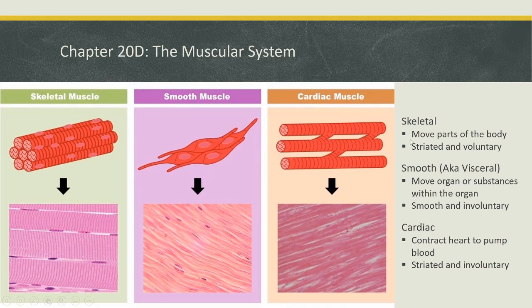Then smooth muscles are also called visceral muscles, visceral being of or related to the organs or the inside of the body. They move organs or substances within the body, and they are smooth and involuntary. Smooth, so they don't have the same kind of striations, and involuntary. We do not consciously control them. And then cardiac muscle, they contract the heart to pump blood, and they are striated and involuntary.